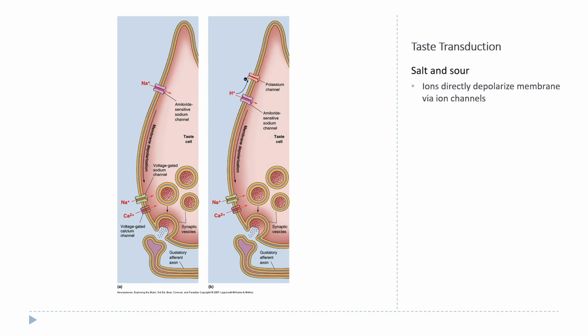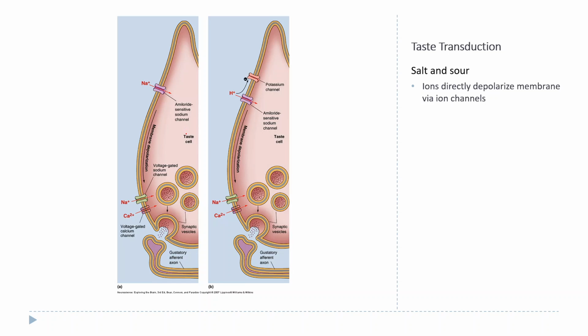But like I said, with taste, different tastants or different taste molecules are transduced in slightly different ways. So for salty and sour, the tastants in that case are sodium ions and protons, respectively. And because those are monovalent cations, both of them have channels in the membrane associated with them that are selective, and so they both can enter the cell through those channels, and they just directly depolarize the membrane.